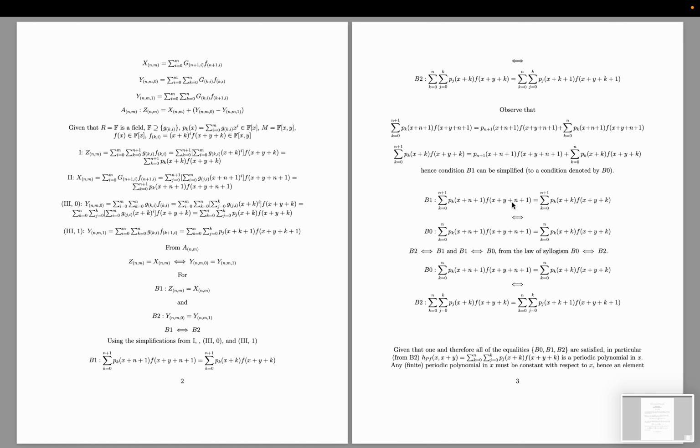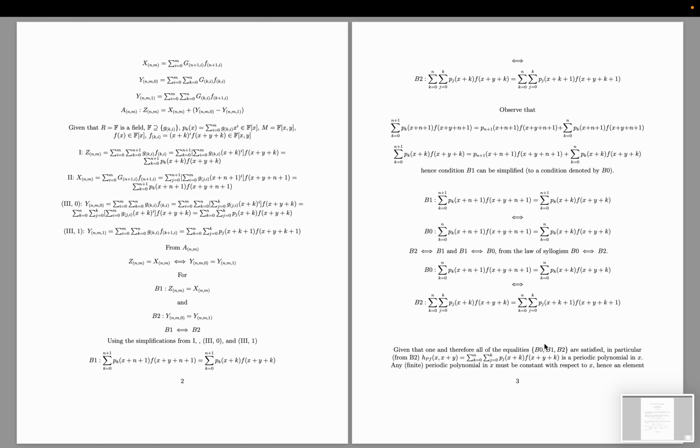So we observed that B1 is equivalent to B2. We're now observing that B1 is equivalent to B0. The law of syllogism, which is essentially the transitive property, then gives us that B0 is equivalent to B2. So that's what we have here. So given that B0, B1, B2, all of these equalities, are satisfied, in particular, from B2, we have that this function is a periodic polynomial in x.